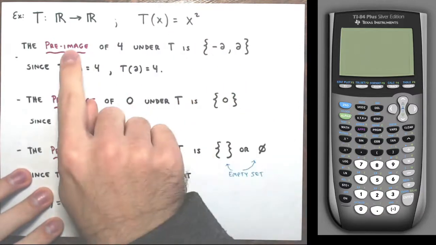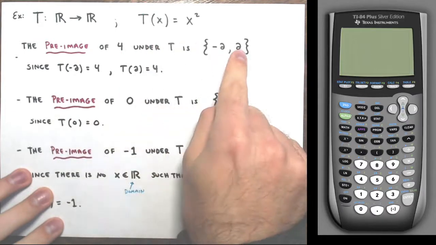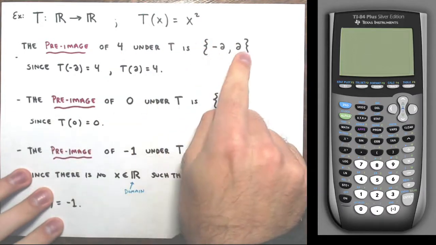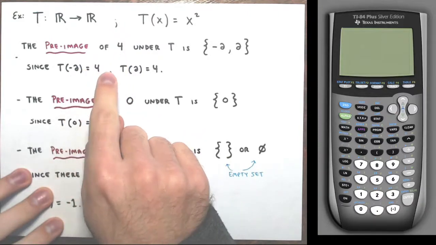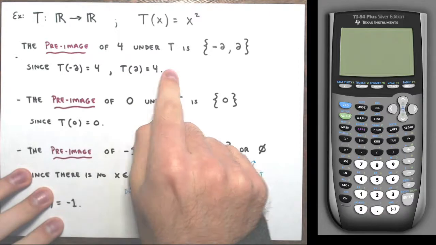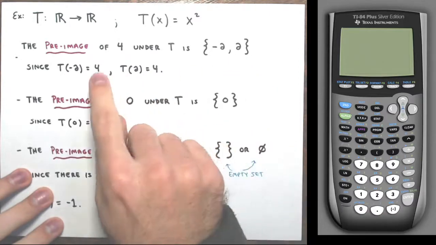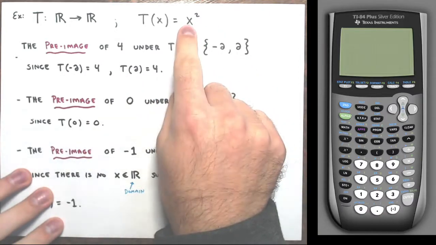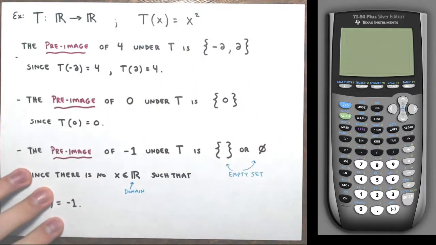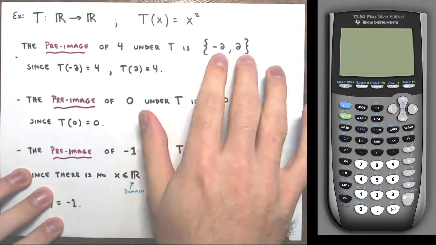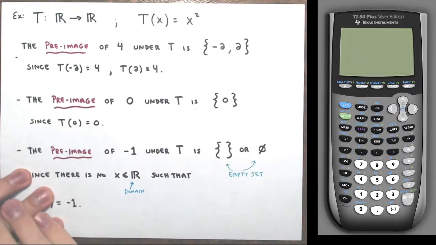And the reason that the pre-image of 4 under T is negative 2 and 2 is because both of these have an image of 4. The image of negative 2 is 4. The image of 2 is 4. Both of these have an image of 4, or when you plug them in, negative 2 squared or 2 squared, you're getting the output of 4 back. So you're seeing here that the pre-image of an output, the pre-image of some codomain value, isn't going to have always just one value in it.